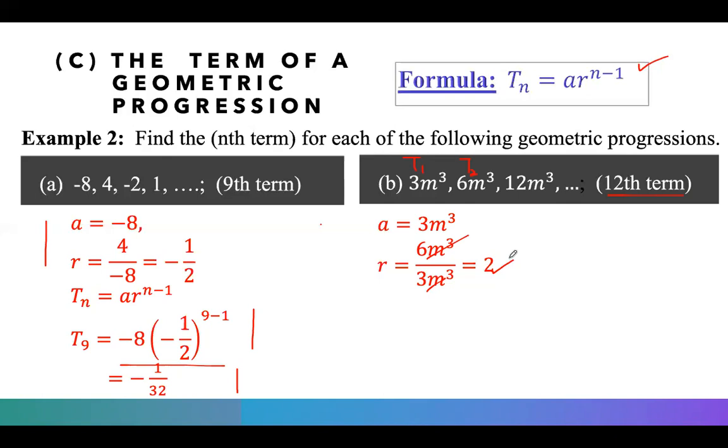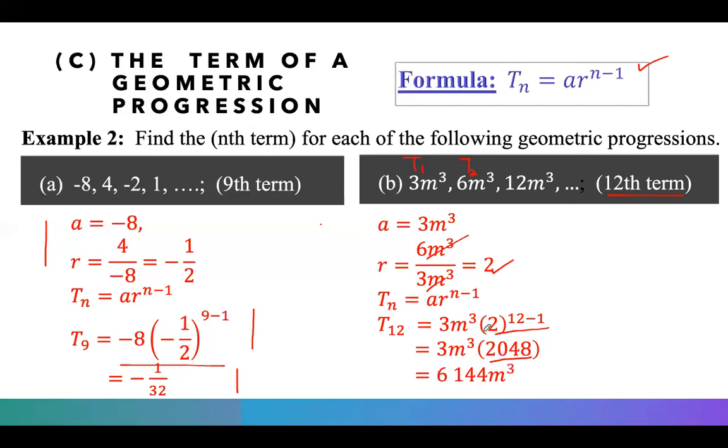So now we apply the formula. So Tn equals a r to the power n minus 1. So T12 equals 3m to the power 3 times 2 to the power 12 minus 1. So, okay, here you can use the calculator. So you get 2048 and then you multiply by 3. So you get 6144 times m to the power 3, right? So this is how you find the 12th term for B and the 9th term for A.